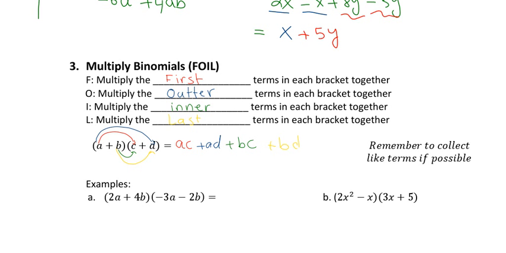Okay? So you see that from the first term, you have 2 arrows coming out. From the second term in the first bracket, you have 2 arrows coming out. Now, usually when I do this, I have like terms that I can collect. In this case, I don't have any, but usually you'll see that we might have like terms that we can collect. Okay? So let's look at this example.